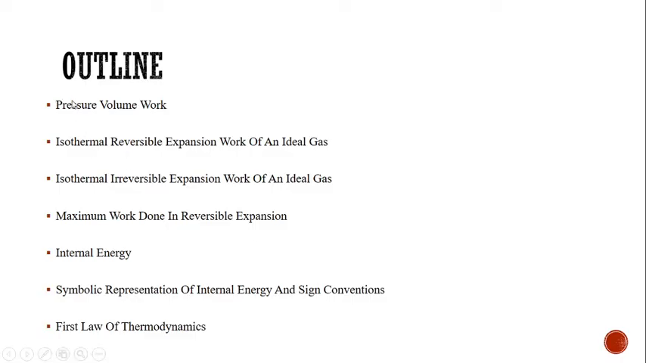It includes pressure volume work, then we will derive some of the mathematical forms of isothermal reversible expansion and isothermal irreversible expansion, and we will discuss maximum work done in a reversible expansion. Then we define what is internal energy, also the symbolic representation of internal energy and sign convention, and finally we will discuss first law of thermodynamics and its various forms.